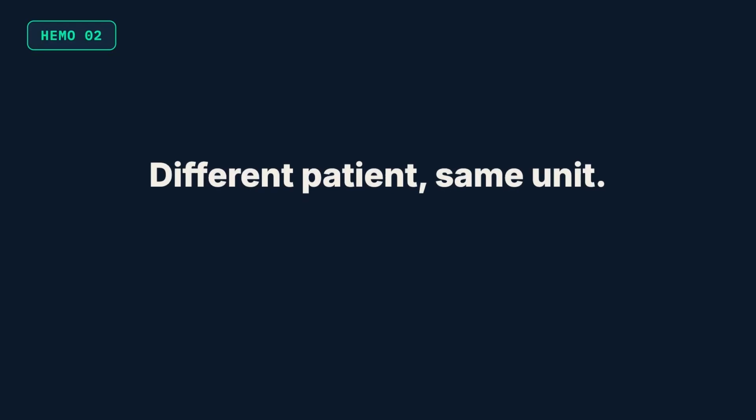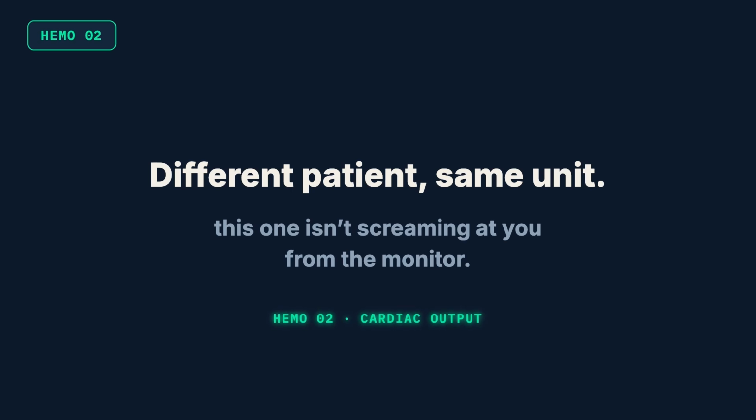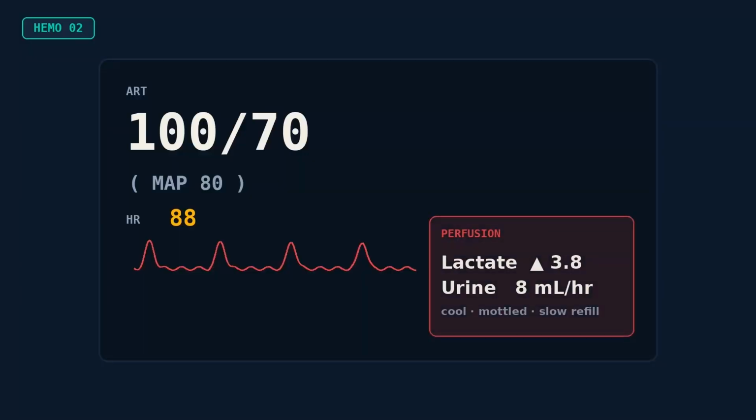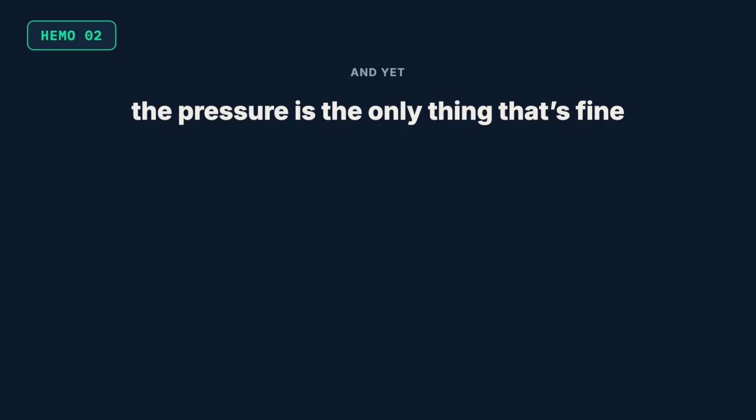Different patient, same unit. This one's not screaming at you from the monitor. Blood pressure is 100 over 70. Run the math you learned last time, and the MAP's a very respectable 80. Nothing alarming here. And yet, his skin's cool.